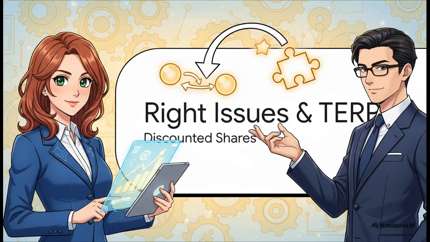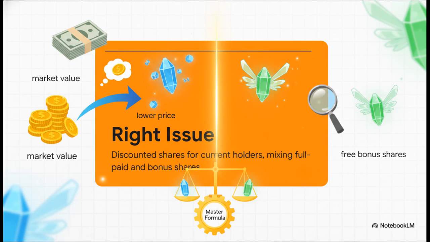Next up, Section 3, rights issues and TERP. Now we're stepping into slightly trickier territory, the rights issue. This is where a company offers shares to its existing shareholders at a discount compared to the current market value. Because these shares are sold at a discount, we actually have to artificially split them into 2 conceptual chunks in our brains to keep our master formula balanced. One chunk represents shares fully paid at market value, bringing in fresh cash, and the other chunk represents completely free bonus shares that just dilute the pool.